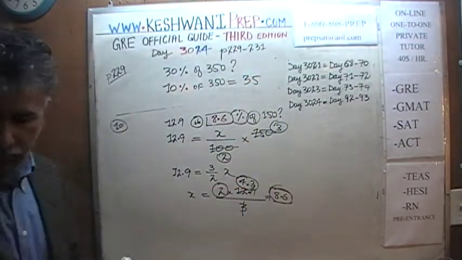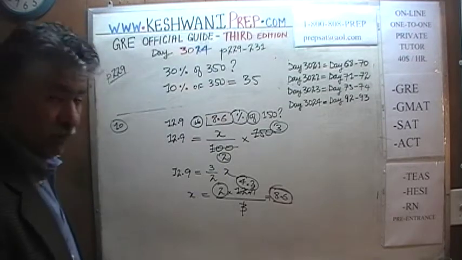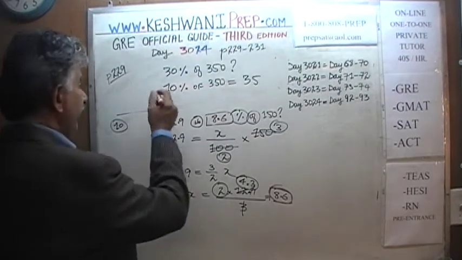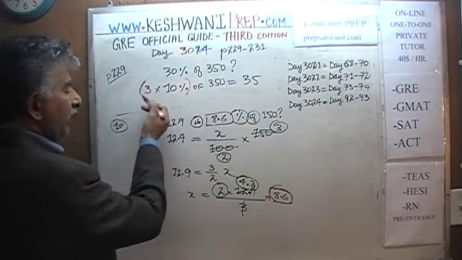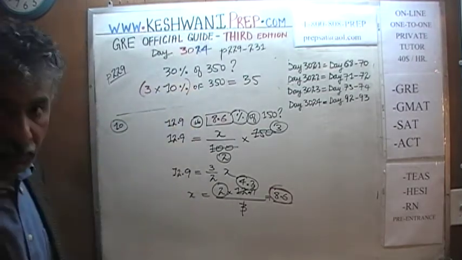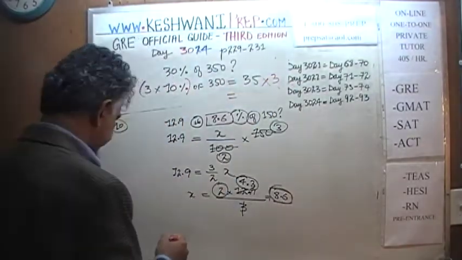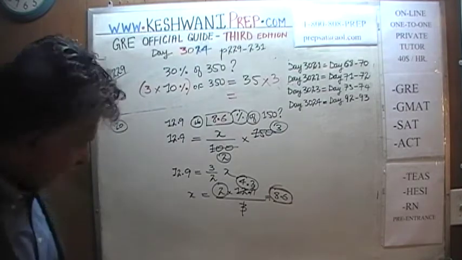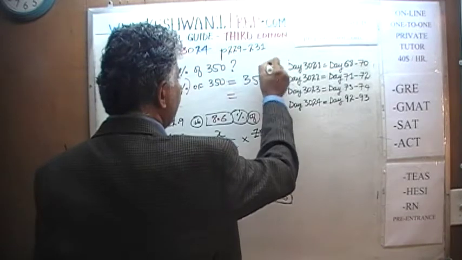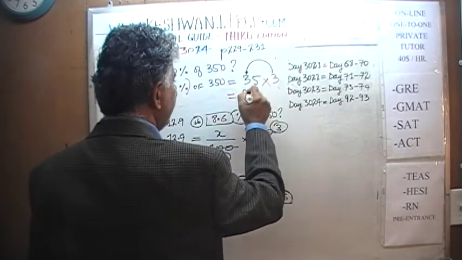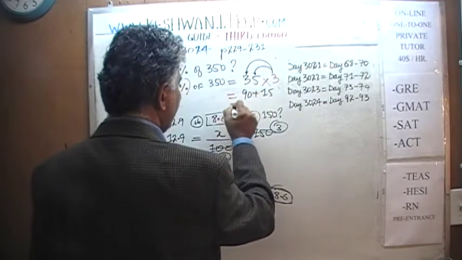Of course we know that. We're not interested in 10%, we are interested in finding out 30%. So what do we do? I just multiply this side of the equation by 3. Now we have 30%. And if we multiply this side of the equation by 3, we must do the same thing here. And there is our answer. How much is 35 times 3? Well, let's find out. 30 times 3 is 90. And 3 times 5 is 15. It's going to be 105.